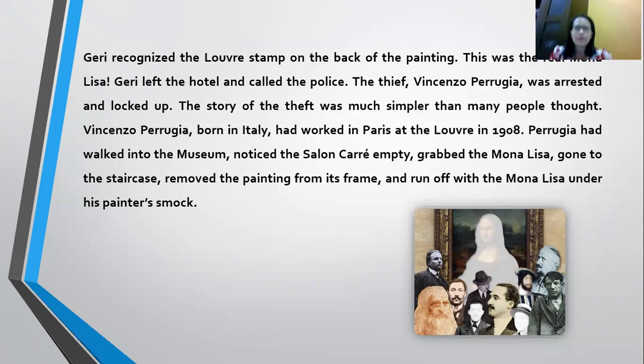The story of the theft was much simpler than many people thought. Vincenzo Perugia, born in Italy, had worked in Paris at the Louvre in 1908. Perugia had walked into the museum, noticed the Salon Carré was empty, grabbed the Mona Lisa, gone to the staircase, removed the painting from its frame, and ran off with the Mona Lisa under his painter's smock. Did you imagine that would happen?